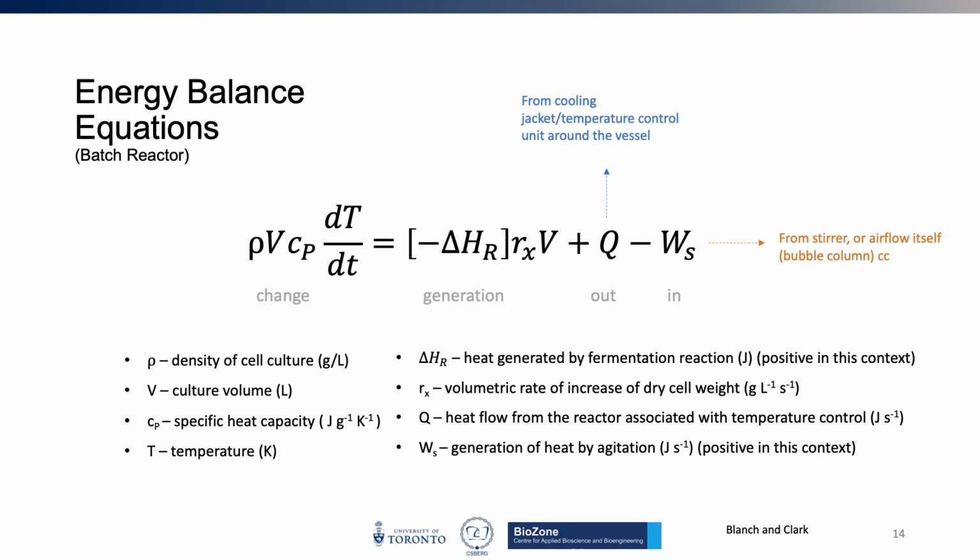I want you guys to pay attention to the sign convention here for a second. Why do you think the Q term has a positive sign? How do you think the sign of Q changes over the course of a fermentation?